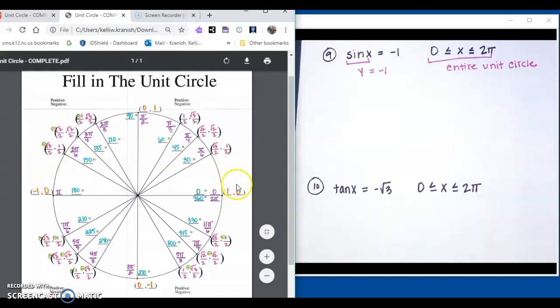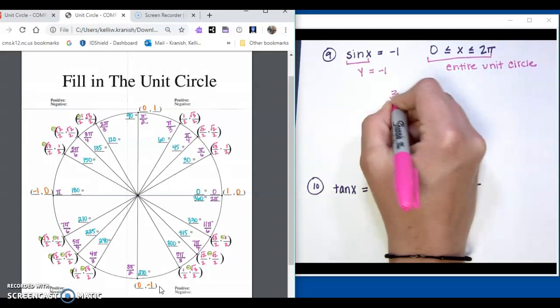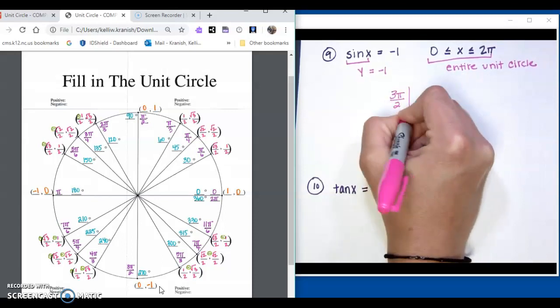So because it's -1, you're going to be looking on the main 4 points. The only one that has a y value of -1 is down here at 3 pi over 2. And that's going to be our only answer.